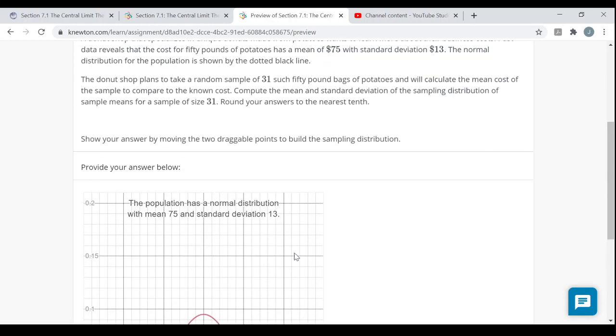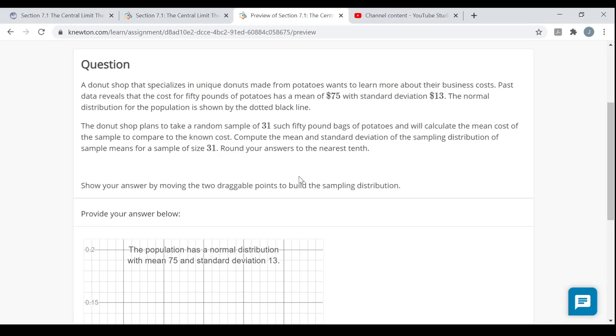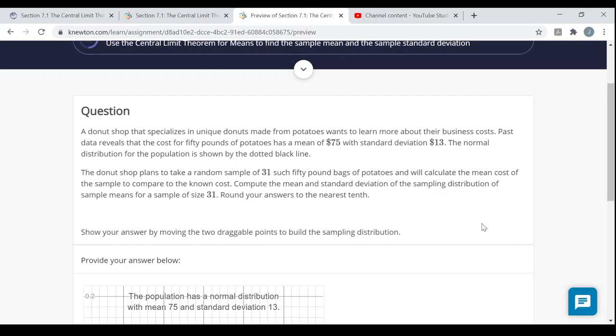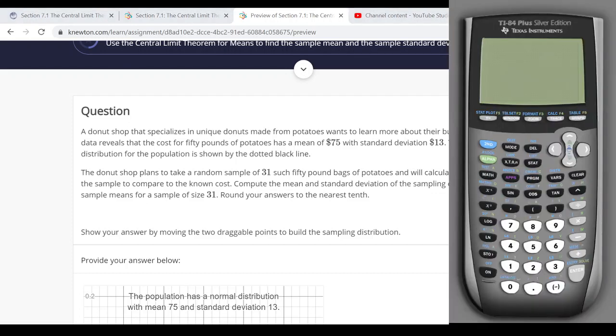And the standard deviation, we're going to have to calculate and round to the nearest tenth. So remember, the standard deviation of the means is going to be the standard deviation of the original population, so that was $13, divided by the square root of the size of the samples that were taken. We took a sample of 31 bags of potatoes, and to the nearest tenth, that'd be 2.3.